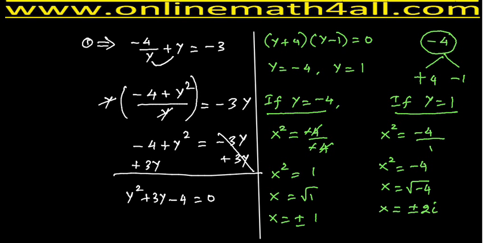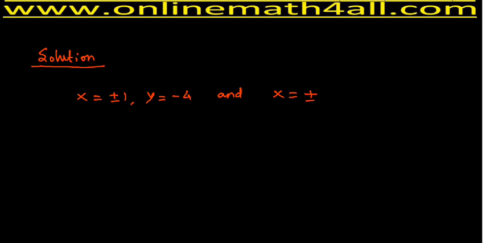Okay, so I'll just summarize the result on the next page. So we get x is equal to positive or negative 1, y is equal to negative 4. This is one solution. The second solution is x is equal to positive or negative 2i, y is equal to 1. So these are the solutions we get for our question.